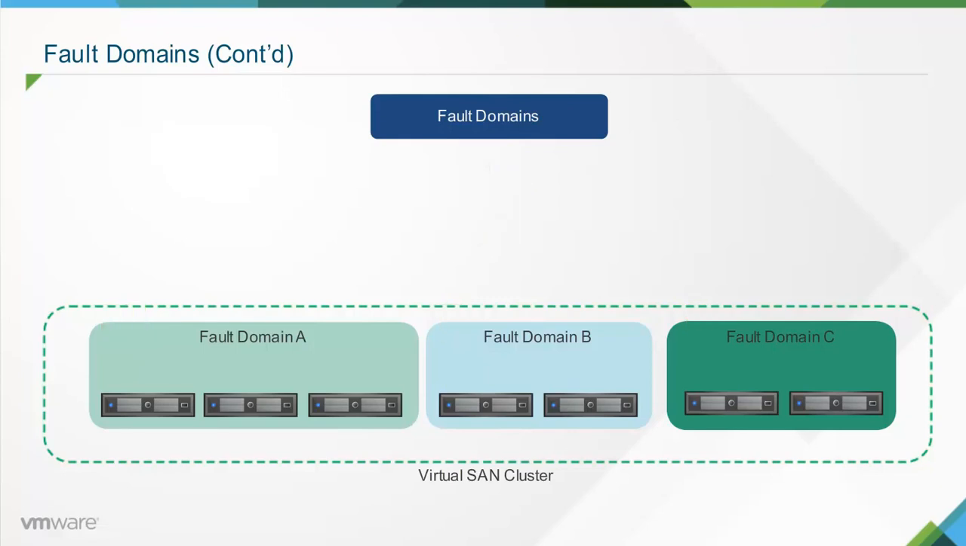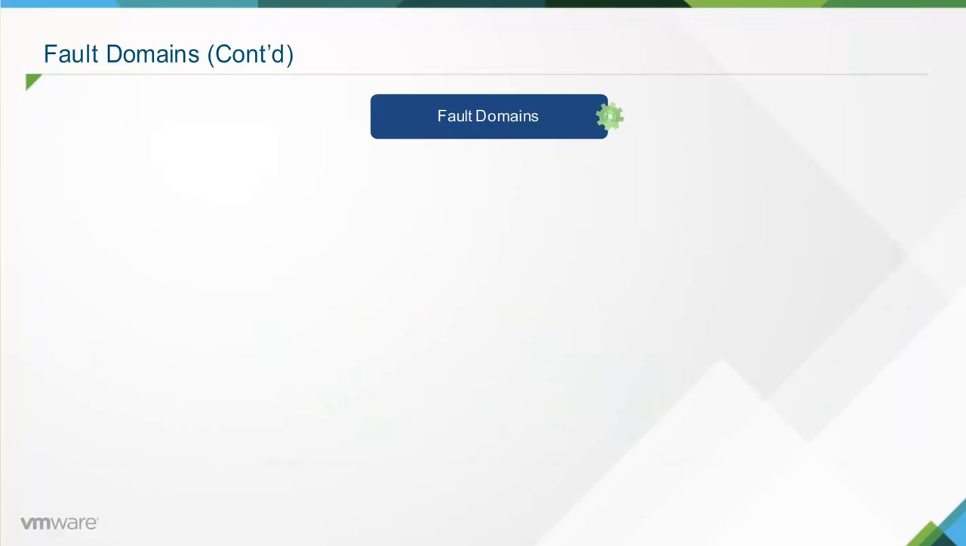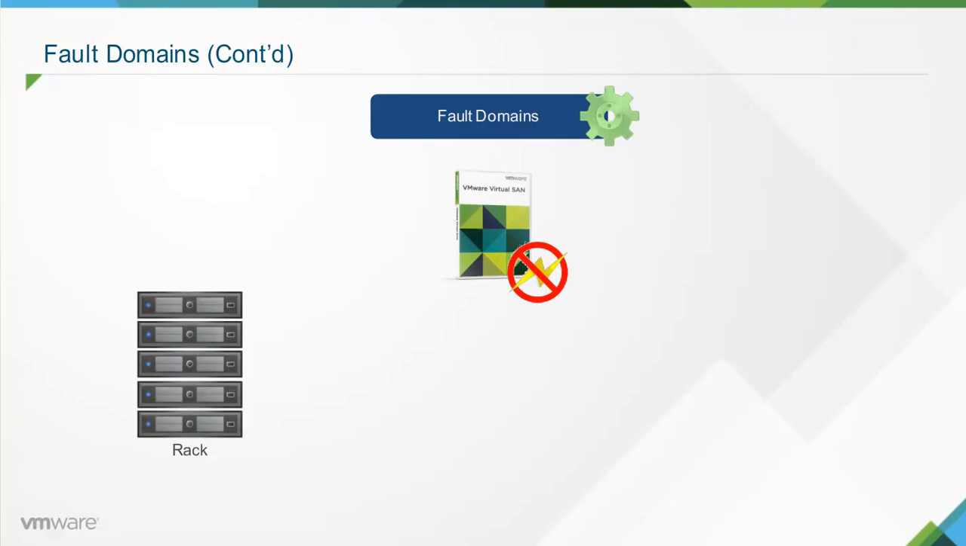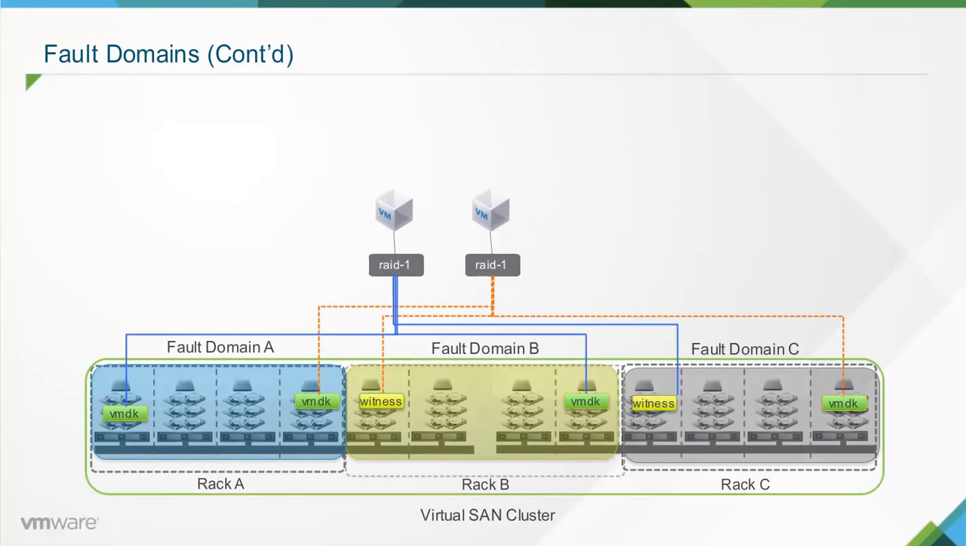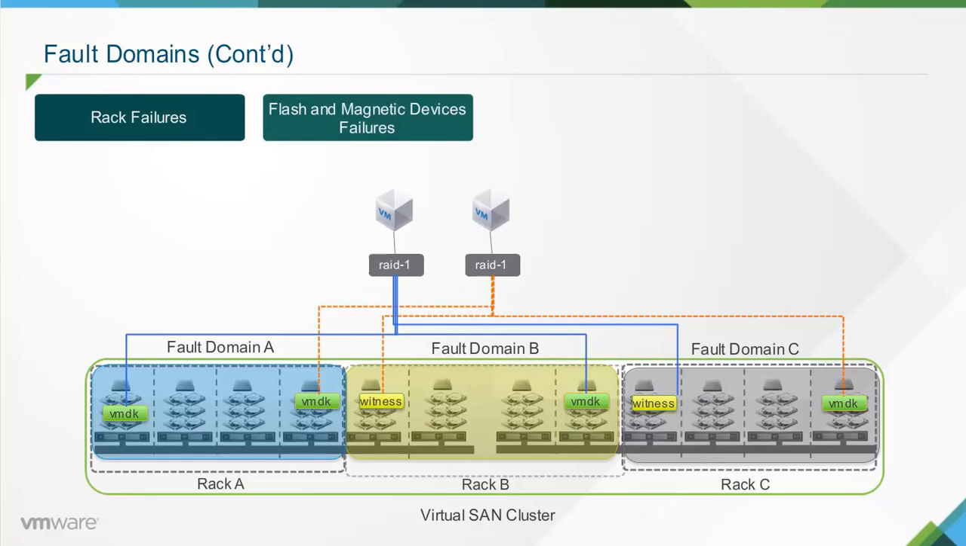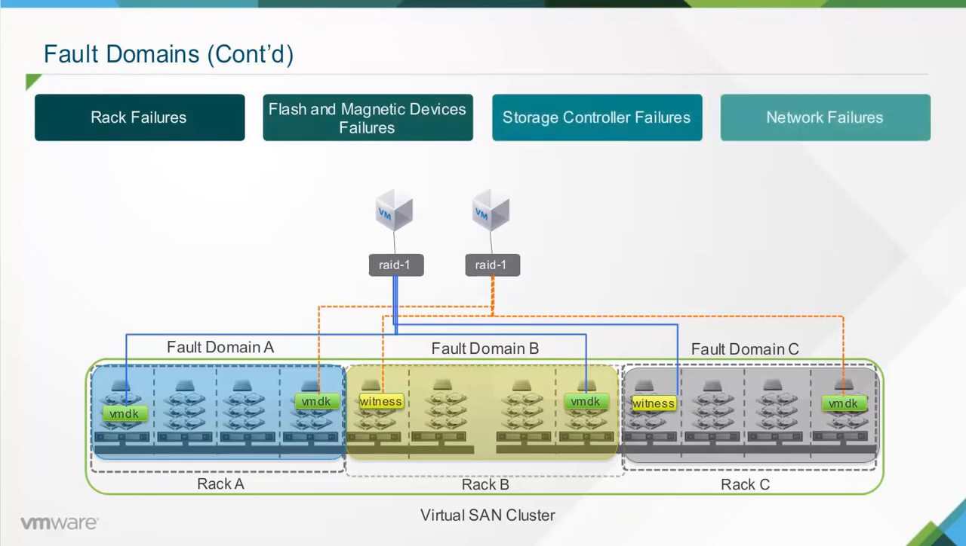A fault domain consists of one or more Virtual SAN hosts grouped together according to their physical location in the data center. When configured, fault domains enable Virtual SAN to tolerate failures of an entire physical rack, as well as failures of a single host, storage disk, network link, or a network switch dedicated to fault domains. Fault domains provide the ability to tolerate rack failures, flash and magnetic device failures, storage controller failures, and network failures.